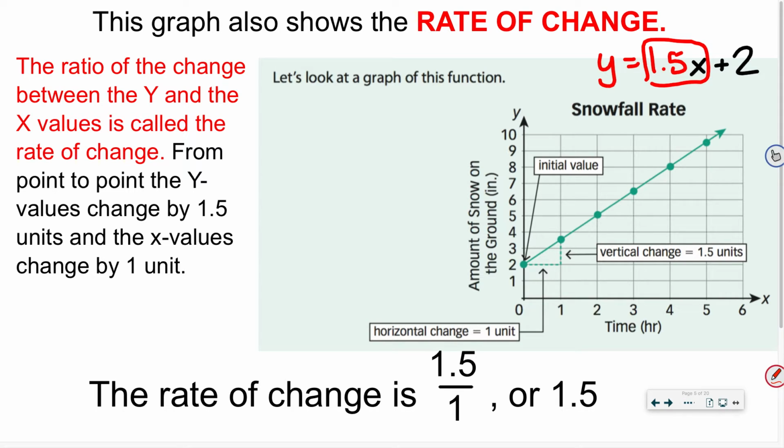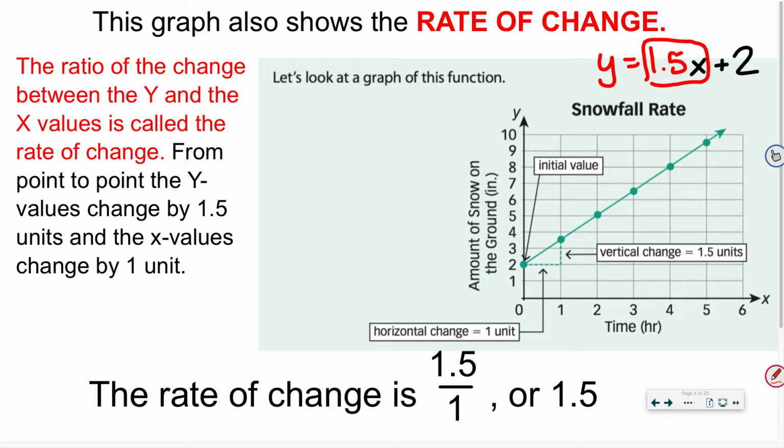But what if I just showed that in a table, and I never showed you a graph? You wouldn't refer to it as the slope, you'd refer to it as the rate of change. It's what's happening every hour that passes. They represent the same thing. It's how our relationship is changing over time.